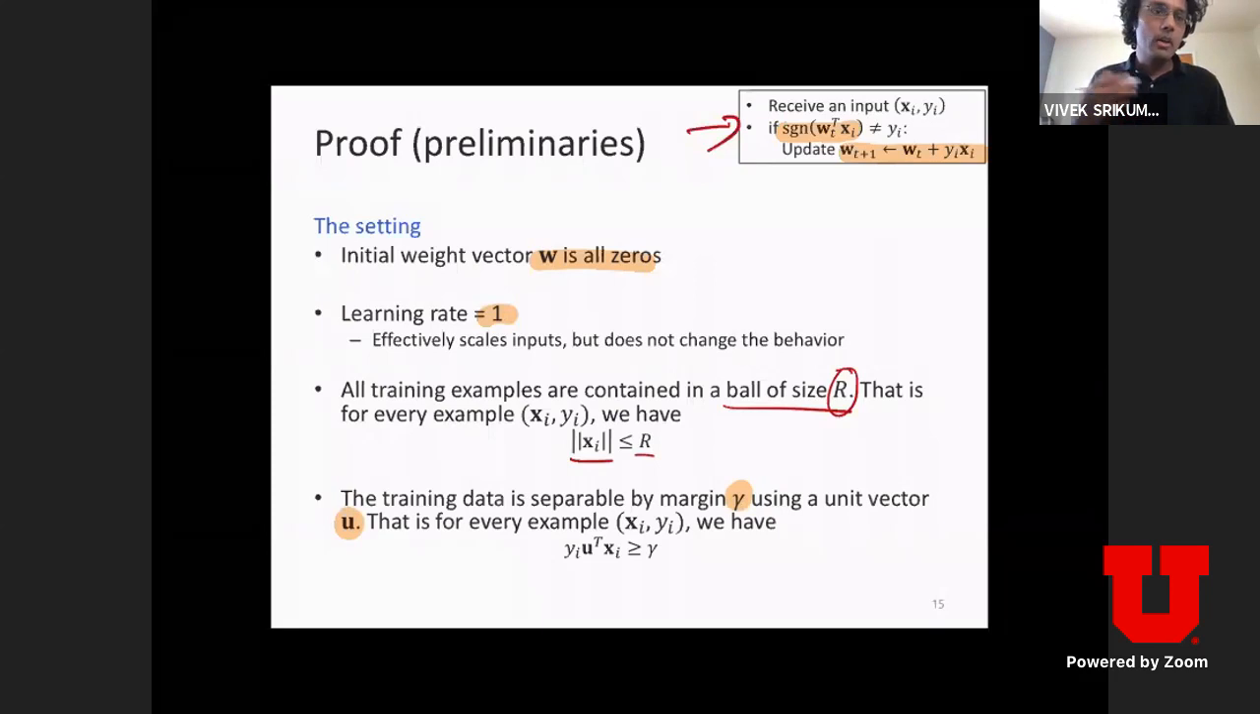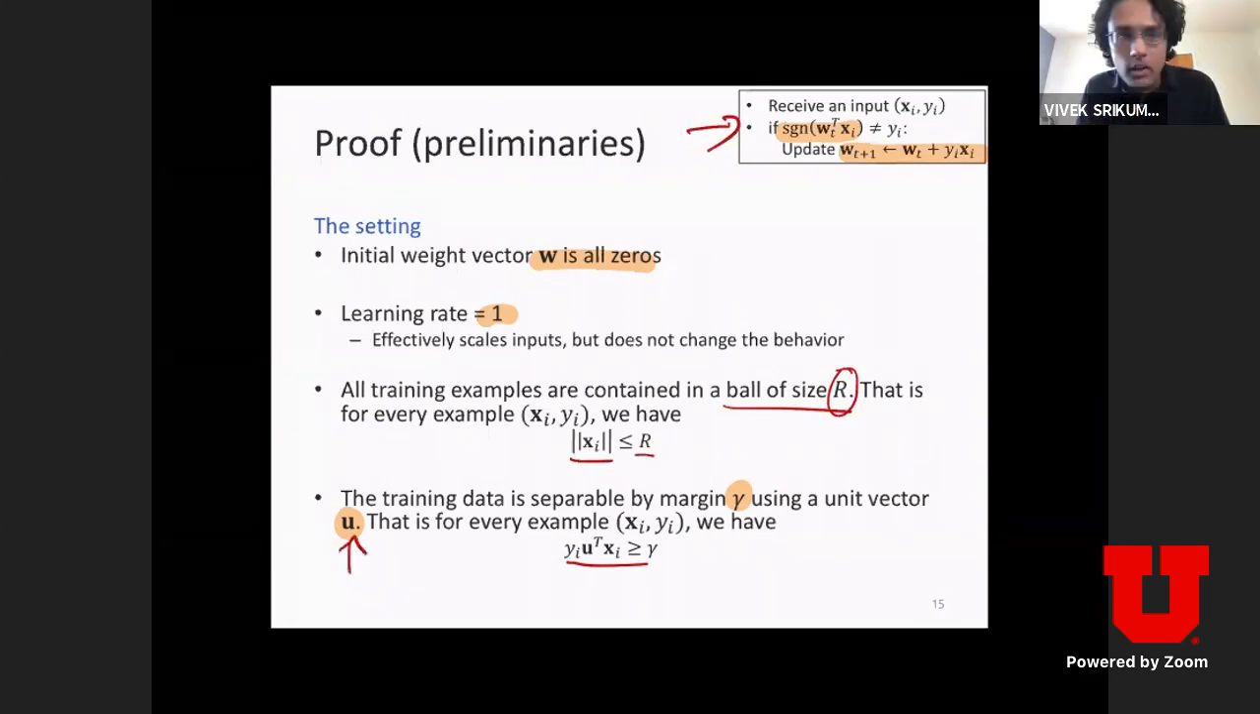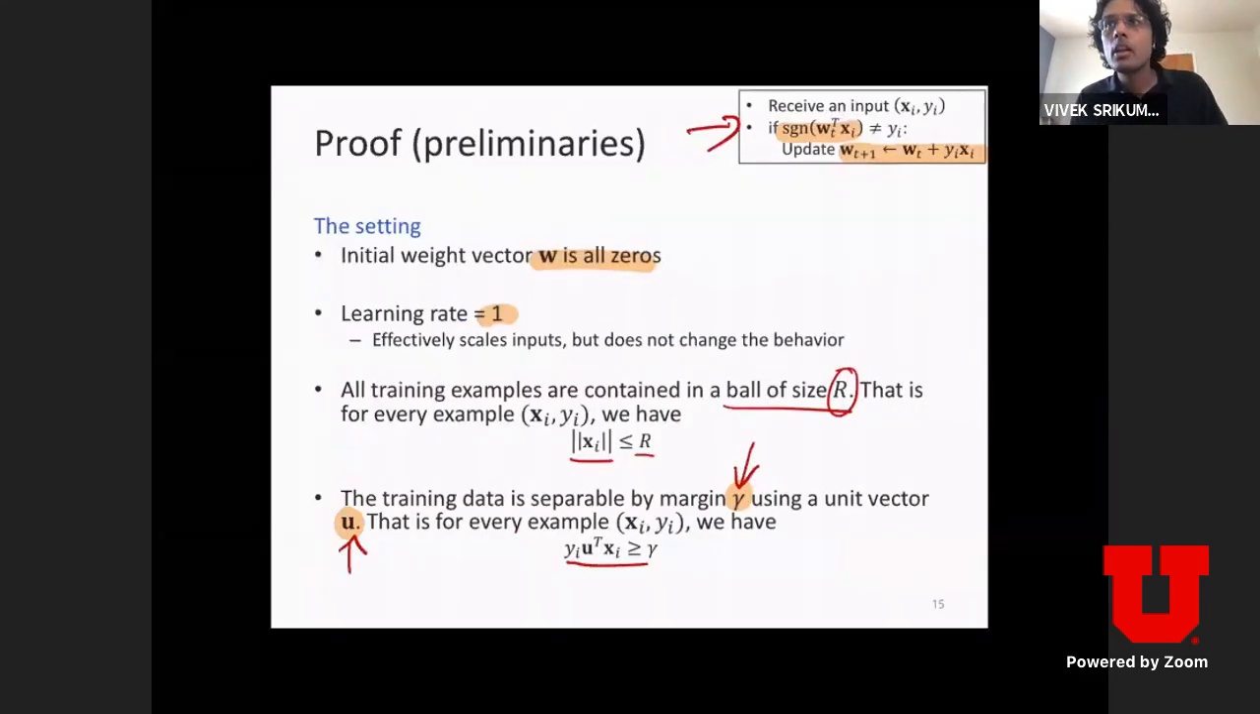What that means is for every example in the data, we have y U transpose x is greater than or equal to gamma. Importantly, we don't assume that we know the vector U. We assume that we know gamma, but the mistake bound itself does not contain the vector U. So this is just an existence. We assume there exists a weight vector U that separates the data with the margin gamma. So this is the setup, and we're going to work through the proof now.